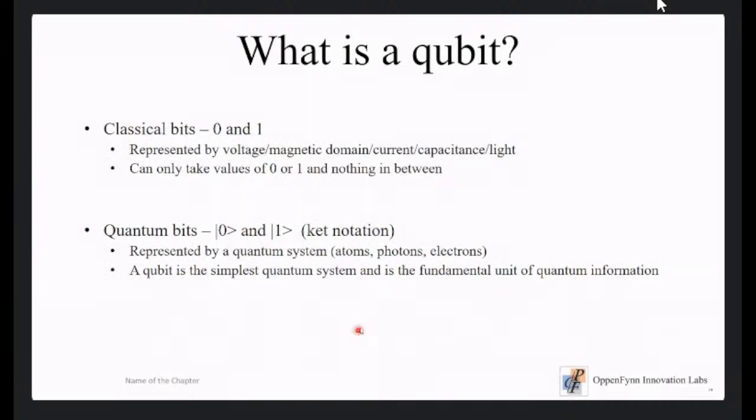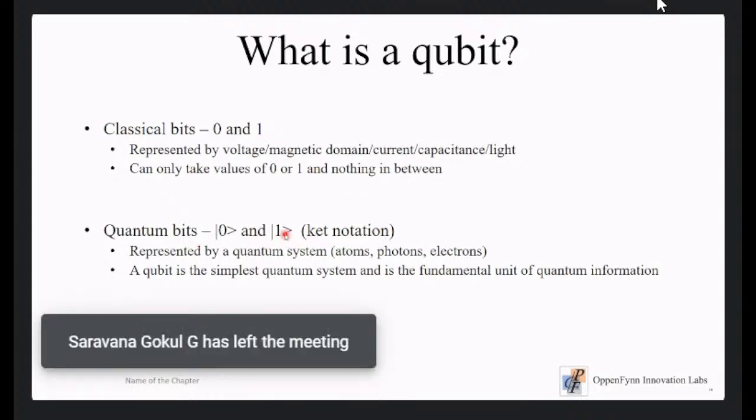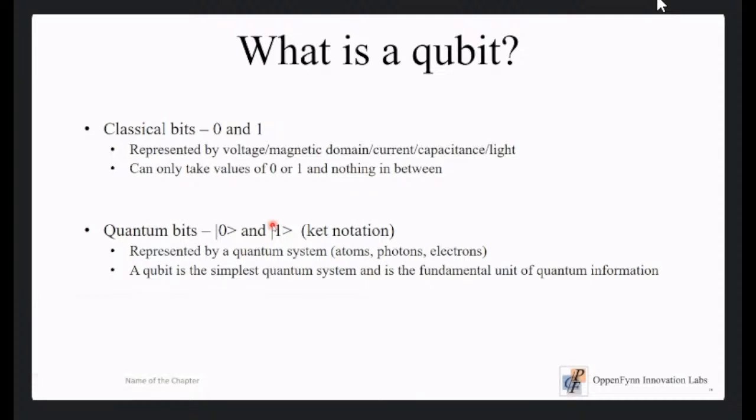So again, I think we have already gone into that. The classical bit can be represented as 0 and 1. Again, I'll repeat the point: classical bits can take 0 and 1 and nothing in between. But a quantum bit, and this is very important, that's one of the biggest reasons why we are able to use quantum states, is not just 0 and 1. It can be any linear combination of 0 and 1. That's one of the biggest reasons for the power of quantum computers.